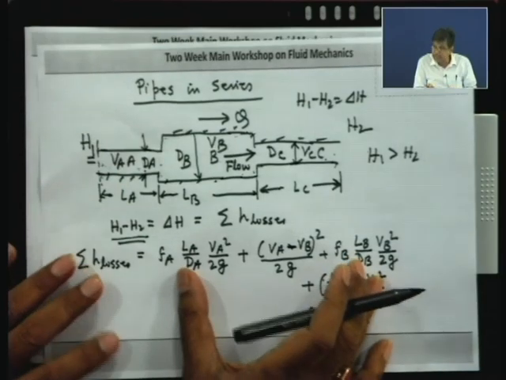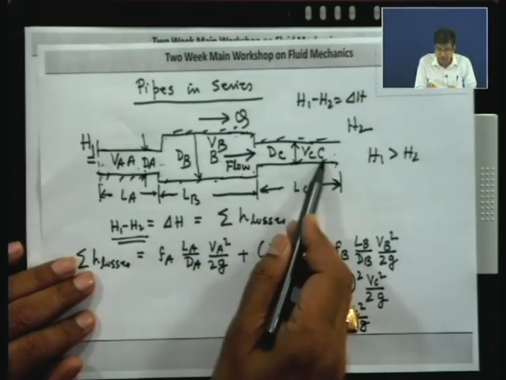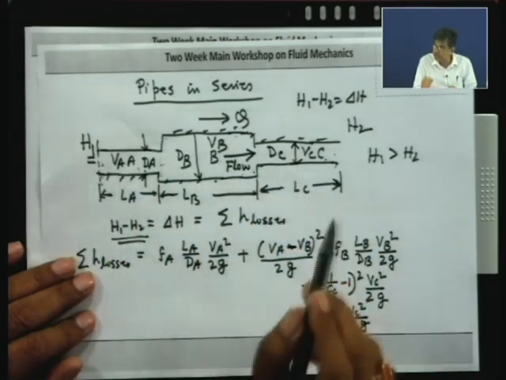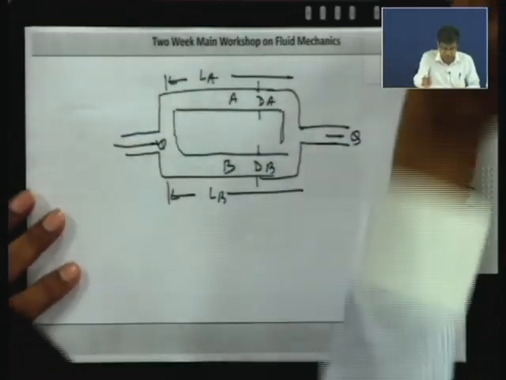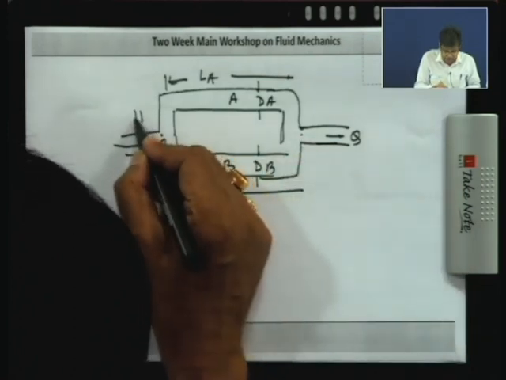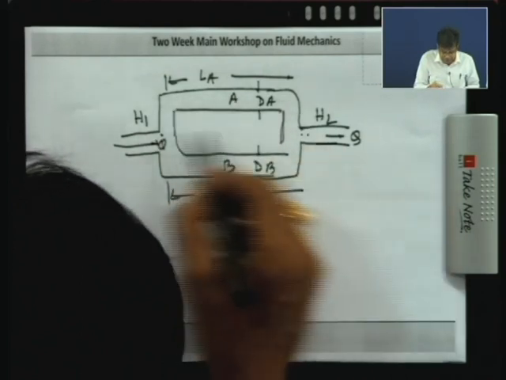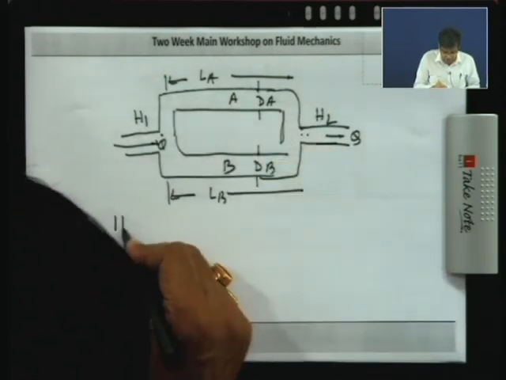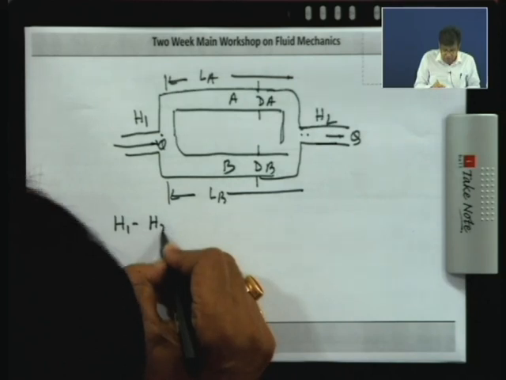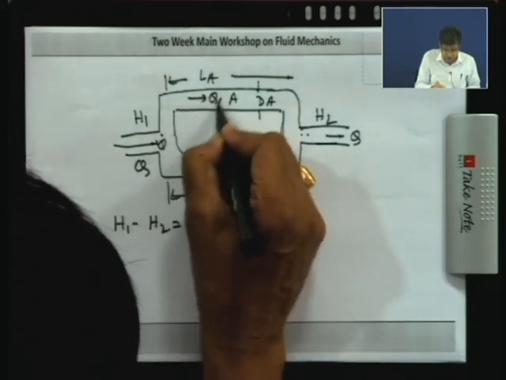That is like the typical series problem in an electrical circuit, where the potential difference will be different, but the same flux will flow. But here, what will happen? The head at the junction will remain the same. That means if you consider H1 here and H2 here, both pipes will be under H1 minus H2, but the flow rate will be divided: if Q is the flow rate, then QA and QB.